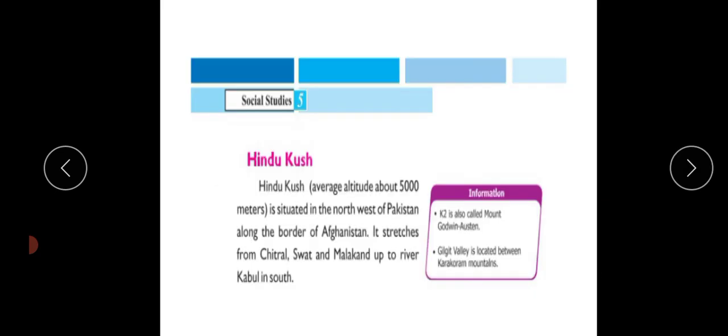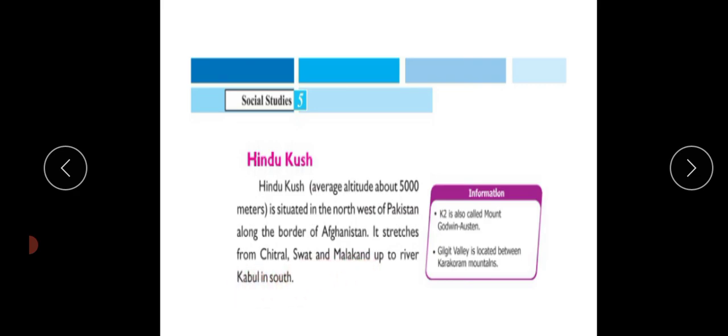Now the third one, mountain range of the northern part of Pakistan is Hindu Kush. Hindu Kush जिसकी average height जो है या altitude जो है वो 5000 meters तक है, is situated in the north west of Pakistan. ये पाकिस्तान के north western side पे वाक़या है along the border of Afghanistan. And it stretches from Chitral, Swat and Malakand up to river Kabul in south.